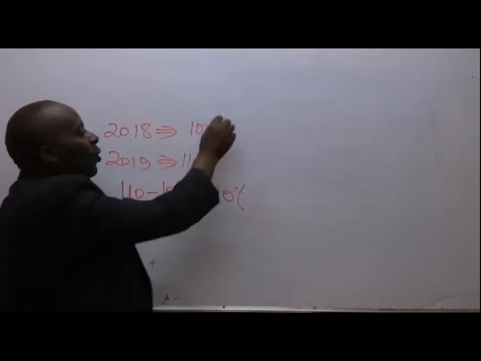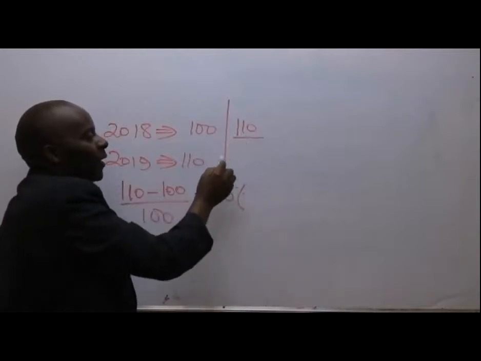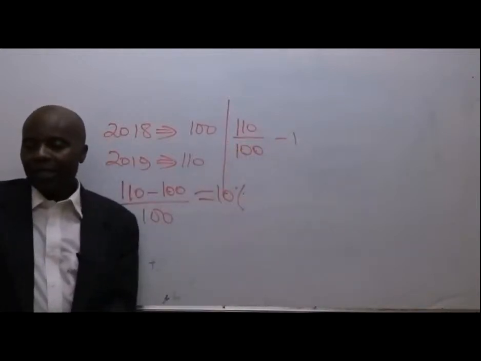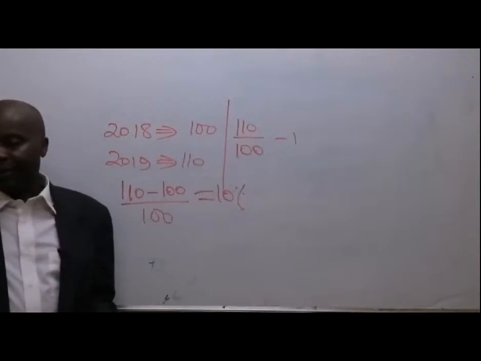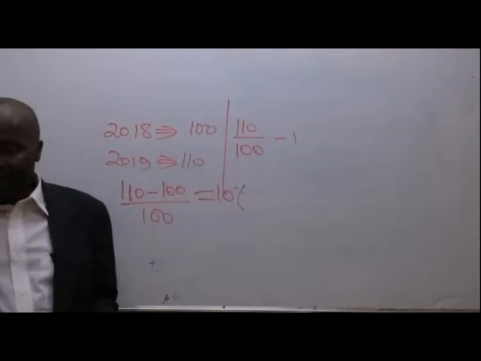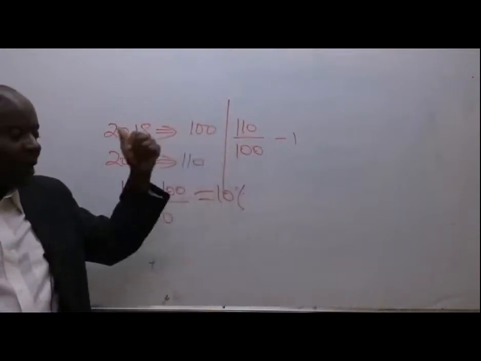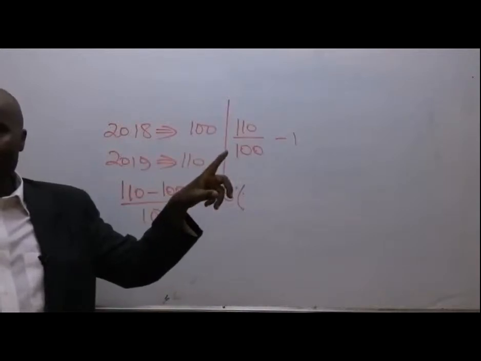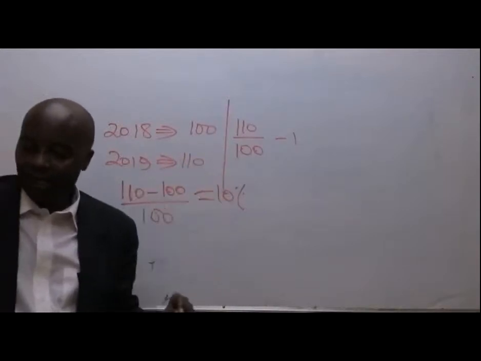A shorter way will be, you take the current period figure divided by the old, minus 1. So we have 110 divided by 100 minus 1. And that is exactly what I did on that. If you try this, 110 divided by 100 is 1.1. Minus 1, that gives us 0.1. So 0.1 in terms of percentage will give me 10%. That is exactly what I did.